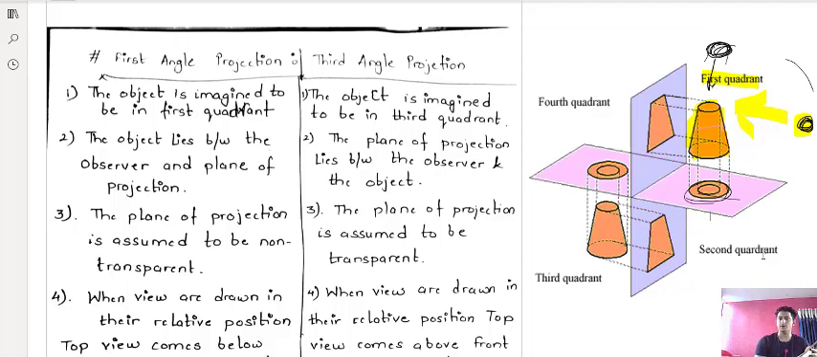Now when you are looking from the left, suppose the observer is here and the object is here.